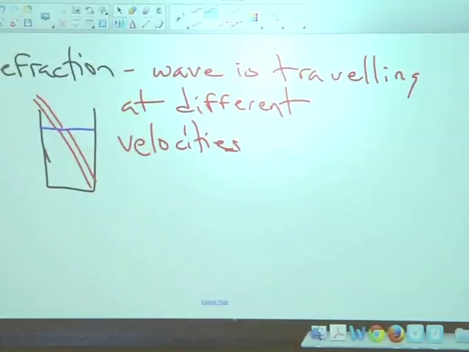Try it when you get home. Take your pencil and put it in that bottle. But really what's happening here is that the wave is traveling at different velocities. So if you think in terms of the glass and the pencil and the water, the light is traveling faster in air than it is in the water. And that's why you're getting that effect.